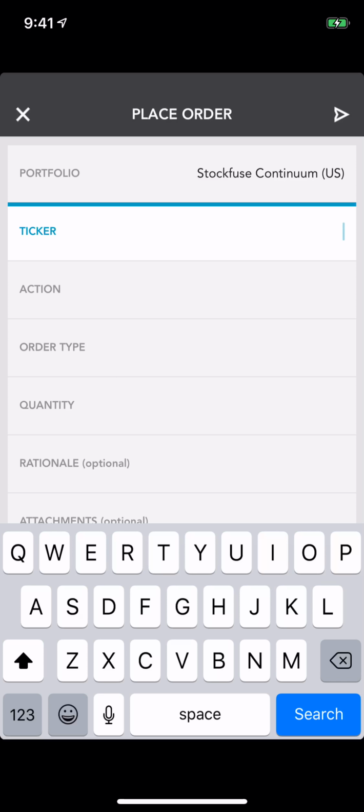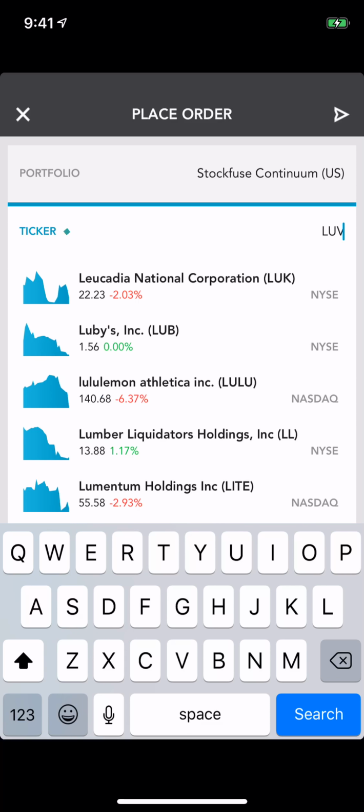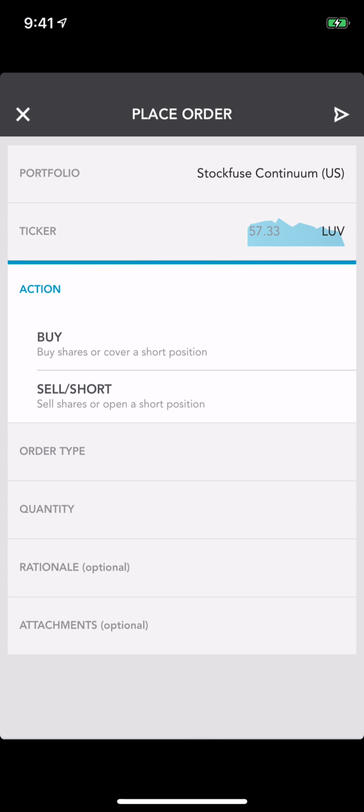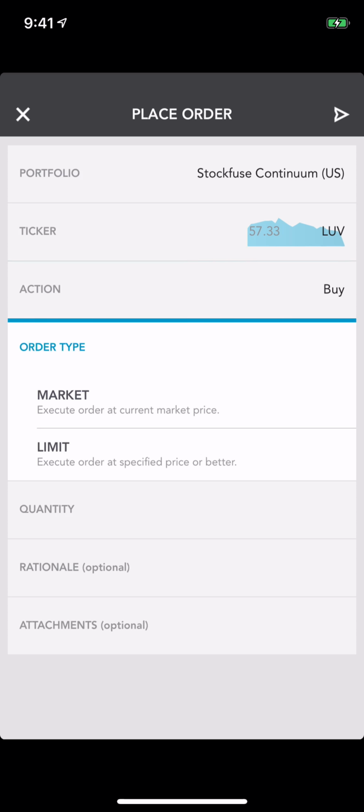Here we go. Ticker LUV. And there it is, Southwest Airlines. Now it's asking me, do you want to buy or do you want to sell short? We're not going to get into shorting. We're just going to buy. So it's asking me, do I want a market buy or a limit buy? If I choose market, I'm saying whatever the price is at the moment that my trade executes, that's the price I'm going to get.